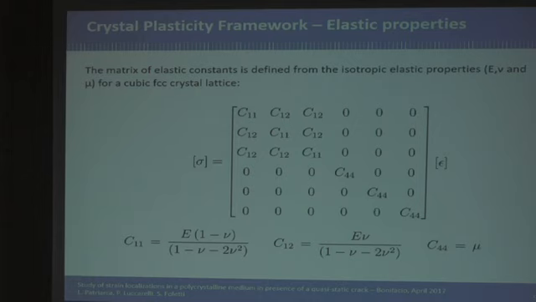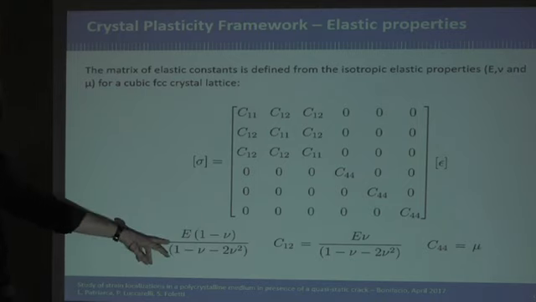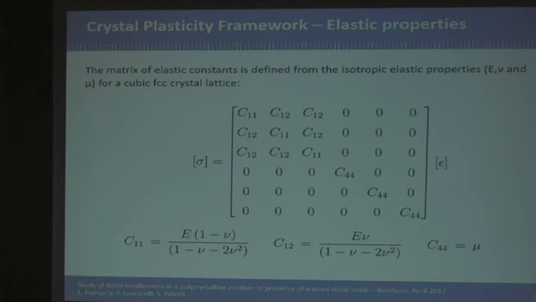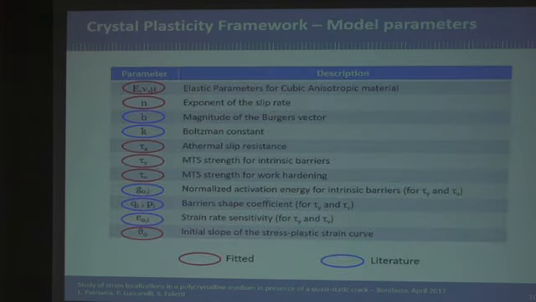In addition, the single grain is elastically anisotropic, so we need to account for this elastic anisotropy. We do this knowing that if we have a cubic material, we can relate the elastic matrix by evaluating these C11, C12, and C44 constants from the isotropic elastic constants. So knowing these isotropic elastic constants, the classical Young modulus, Poisson ratio, and shear elastic modulus, we can estimate the anisotropic elastic matrix. Again, this holds only for cubic crystal lattices.